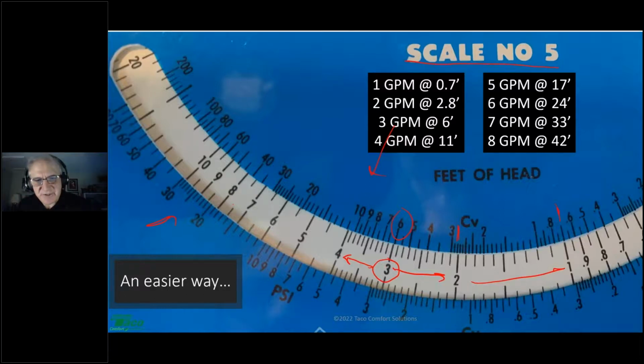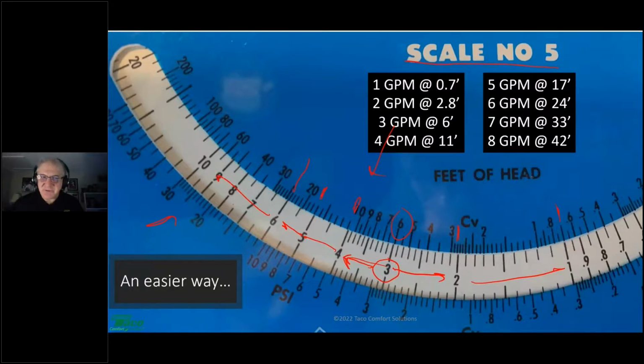Let's go the other direction. 4 gallons a minute, looks like 11 feet of head. 5 gallons a minute, 17 feet of head. 6 gallons a minute, 24 feet of head, which we mathematically showed you, and so on and so on. That's an easy way to figure out the different points on your system curve plot.